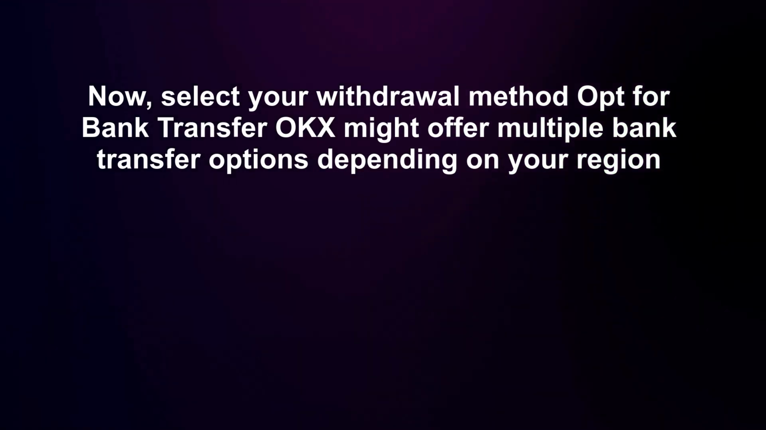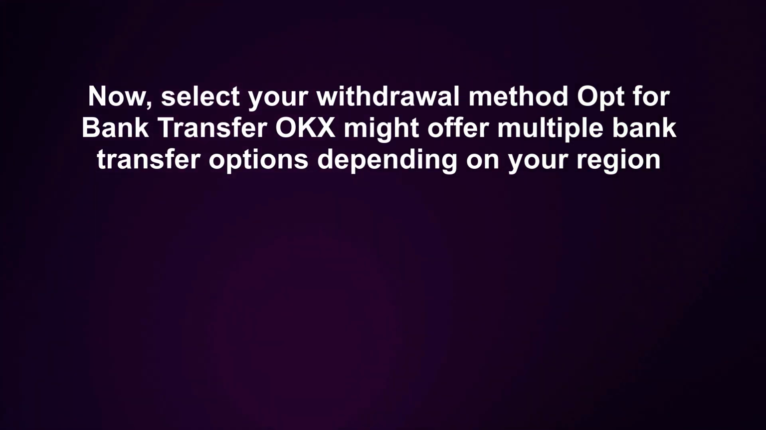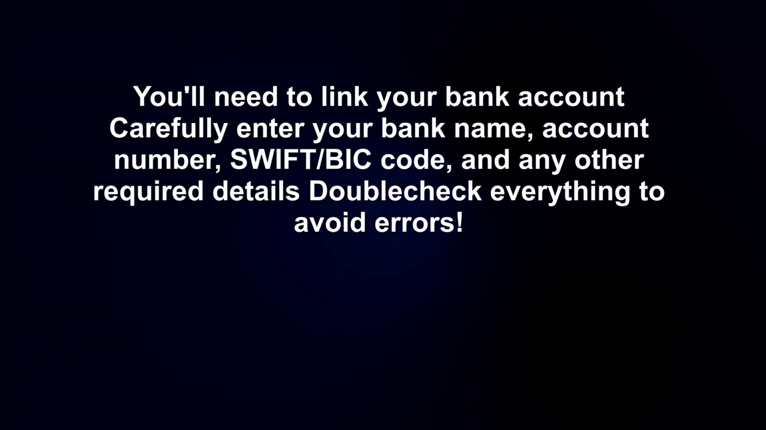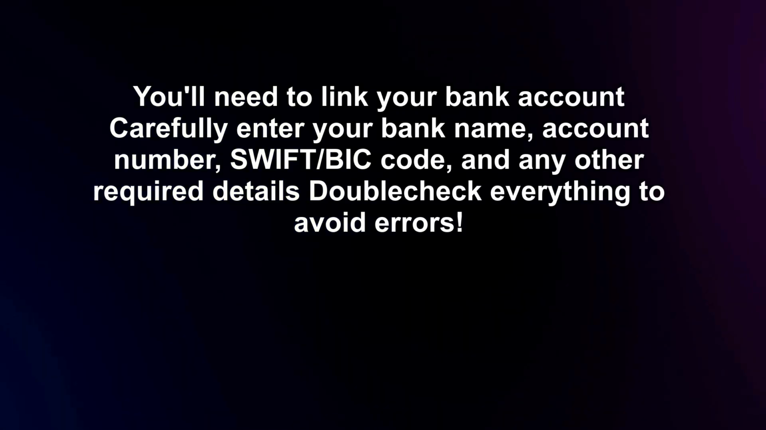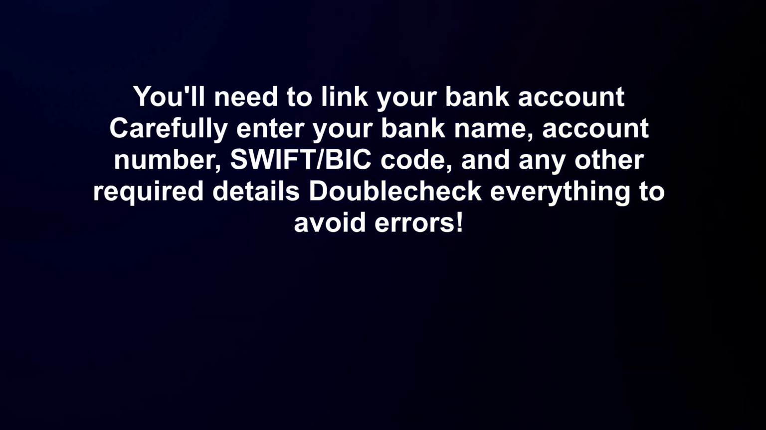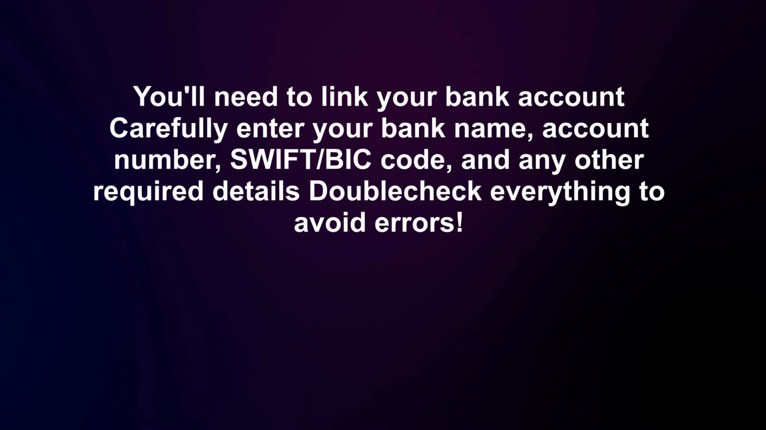Now, select your withdrawal method. Opt for bank transfer. OKX might offer multiple bank transfer options depending on your region. You'll need to link your bank account carefully. Enter your bank name, account number, SWIFT, BIC code, and any other required details. Double-check everything to avoid errors.